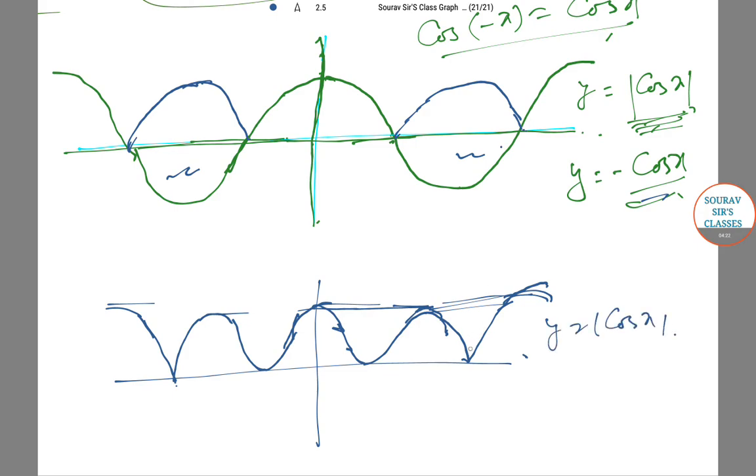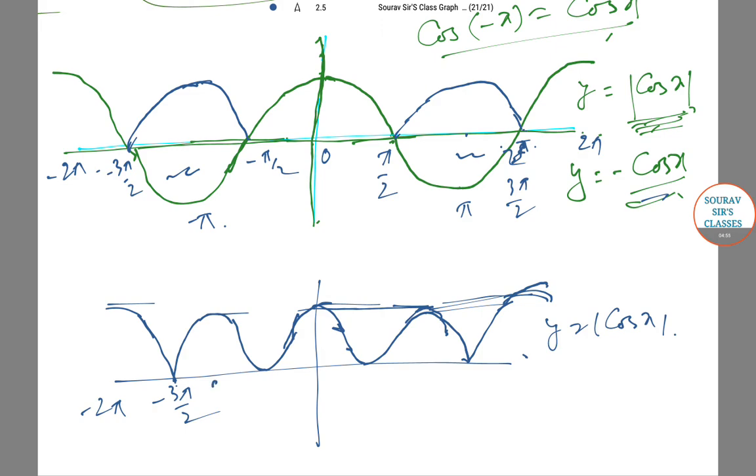Now let us tell the values. It is 0, pi by 2, pi, 3 pi by 2, and 2 pi. Then minus pi by 2, minus pi, minus 3 pi by 2, and minus 2 pi. In this way it is going. The function y equal to mod cos x is this.